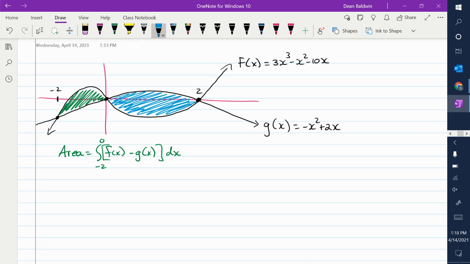Then we will add the area of the blue bit. But the blue bit, what's the top curve? It's g of x, right? Because it switches. G of x is the top part in the blue. So it'll be g of x minus f of x. And what are my boundaries? 0 to 2.